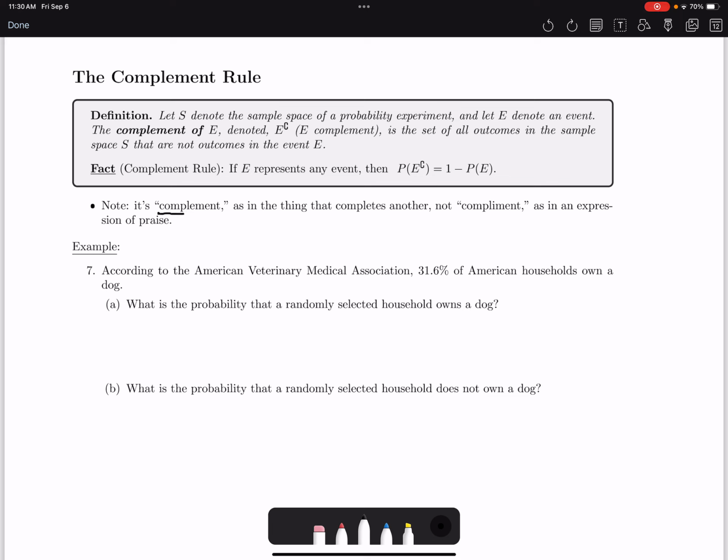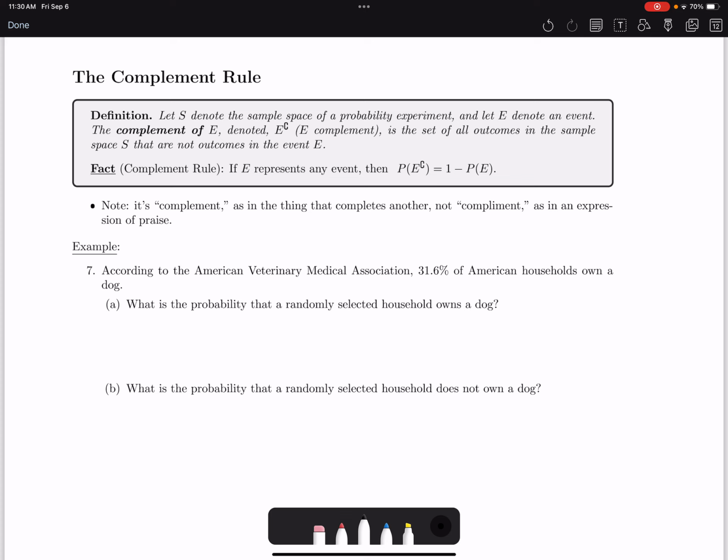And note that it's complement with an E here, not compliment with an I. In other words, it's a thing that completes another thing, not a compliment like an expression of praise. I think noting the words there maybe helps to understand what they mean. A complement with an E is the thing that completes another thing. So a complement completes an event in the sense that when you put the event together with its complement, you recover the entire sample space.